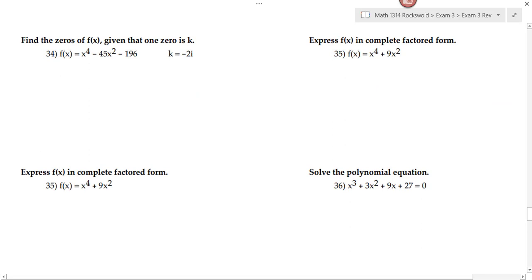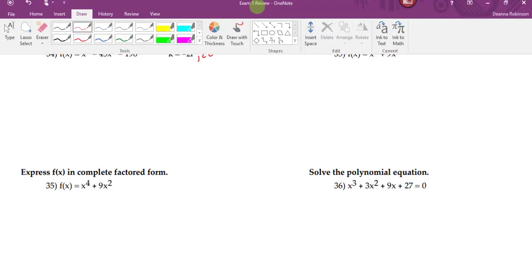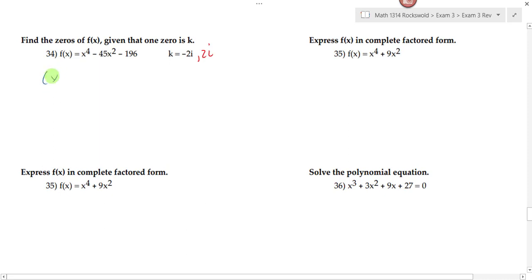On 34, we're asked to find the zeros given that 1 zero is already given. This is a fourth degree polynomial. It has a total of 4 zeros. I've already got one of them. Can you tell me what another one would be? Complex zeros come in conjugate pairs. What that means is I have x plus 2i times x minus 2i as factors.